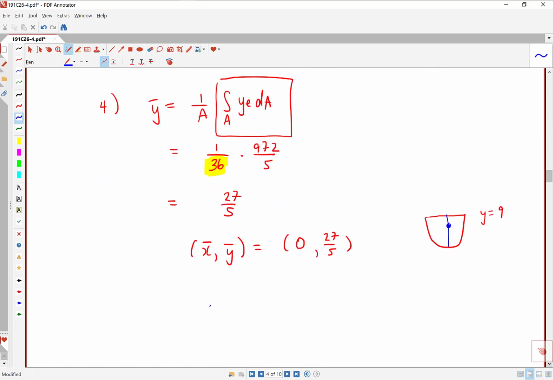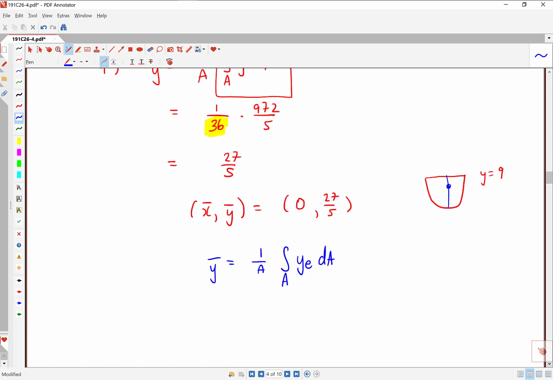So let's take a closer look at this formula, y bar equal 1 over the area times the integral over the region of y sub e times dA. You can think about this just from the point of view of units. So dA is a little chunk of area that would have units meters squared. y sub e is the average y coordinate on a slice, and will be measured in meters.